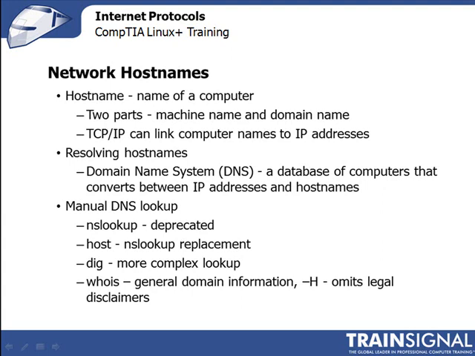But to do a manual DNS lookup, you can use the nslookup command, though this is officially deprecated. Its replacement is host. Then you have dig, which does a more complex lookup, and finally whois, which provides more general domain information. You may also want to use the -H option, which omits some of the legal disclaimers that might pop up, and they can be quite lengthy. Let's go back to our terminal window and try out a DNS lookup.